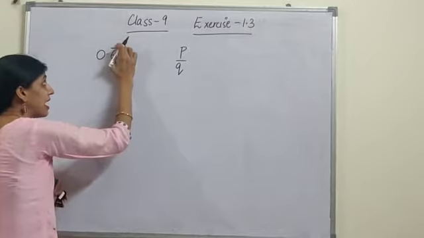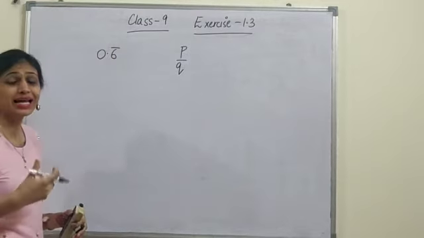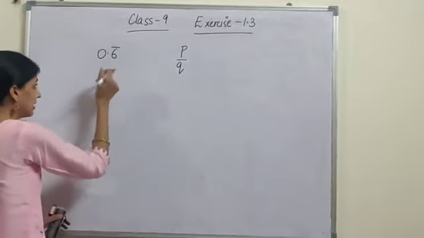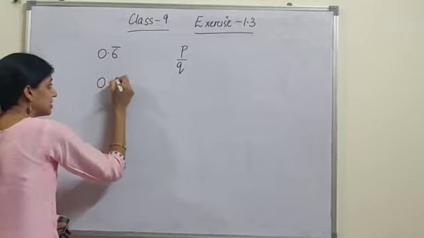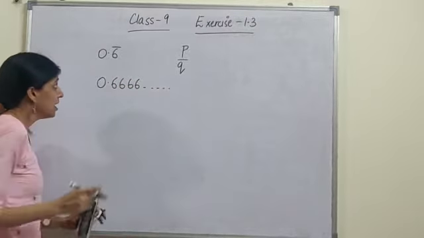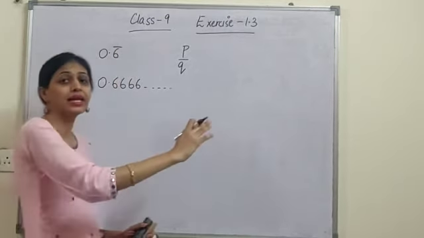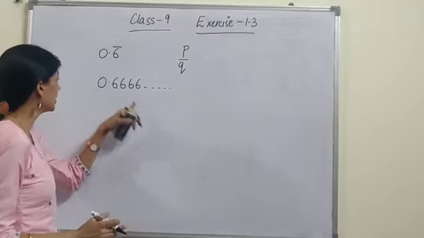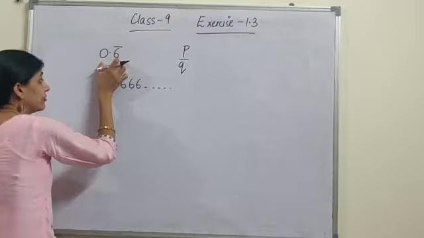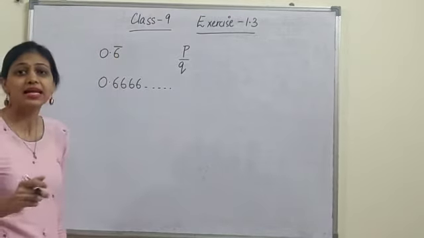Now, 0.6 bar. This bar is on the number 6. Bar means that the number is repeating again and again. So can I write this as 0.6666 and so on. This bar indicates that this number is repeating again and again. Now, what you have to do, you have to suppose this number as x.